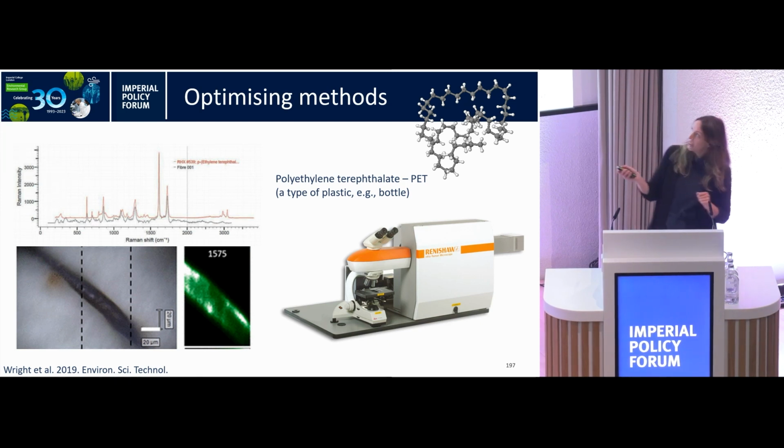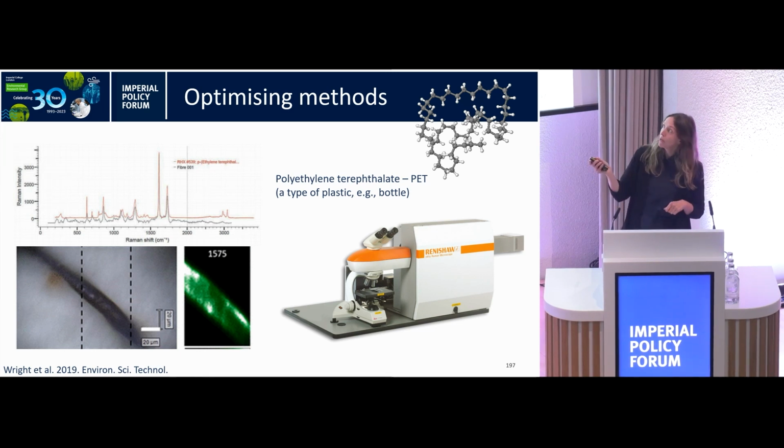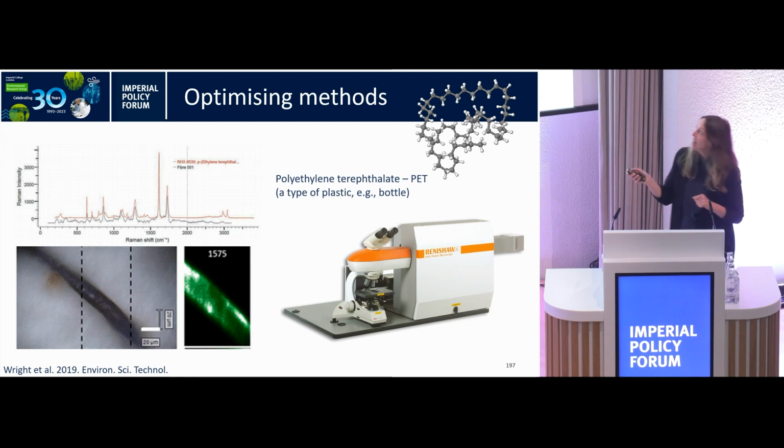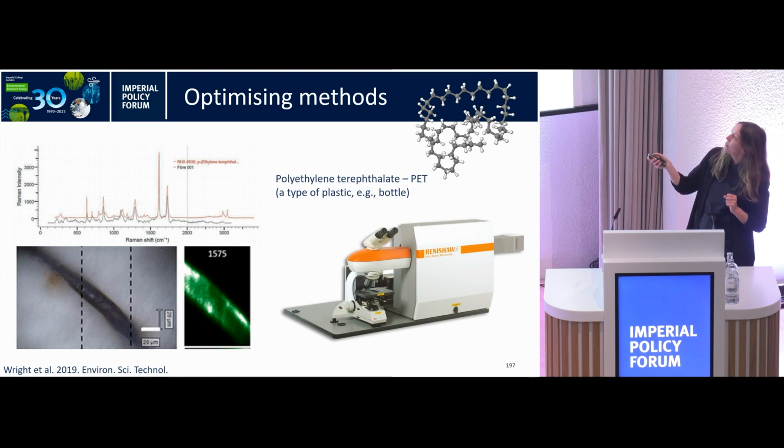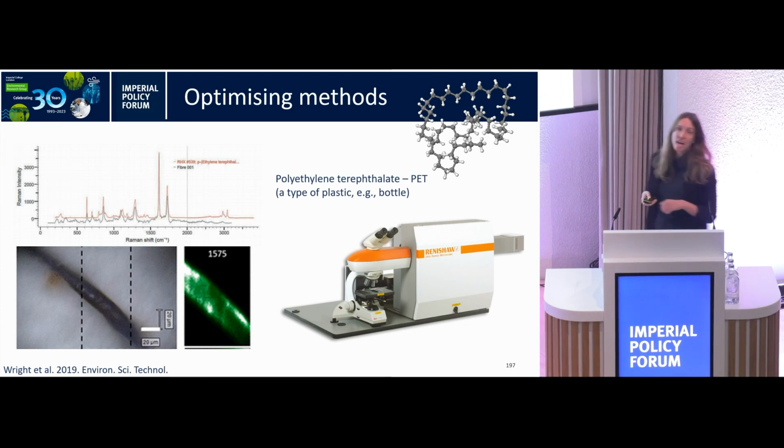And then we could also collect images, and for every pixel in that image, we could also generate a chemical fingerprint. So here you can see the chemical fingerprint of polyethylene terephthalate, or PET. That's a common plastic used in things like plastic bottles. And this is its chemical structure here. So this fingerprint relates directly to this chemical structure, and it's unique to these different materials.